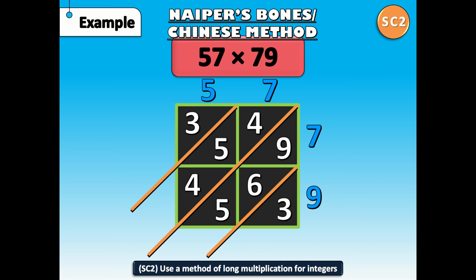I then add up the diagonals, starting in the bottom right hand corner. So the first diagonal is just 3. The next diagonal is 20, so I put 0 down, carry the 2 into the next diagonal. 4 plus 5 plus 4 plus 2 is 15, so I put 5 down and carry the 1 into the next diagonal. And 3 plus 1 is 4. So my answer is 4,503.